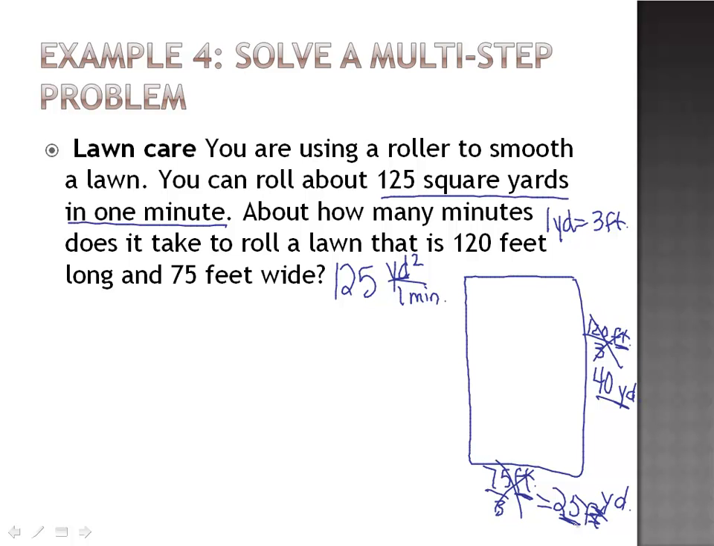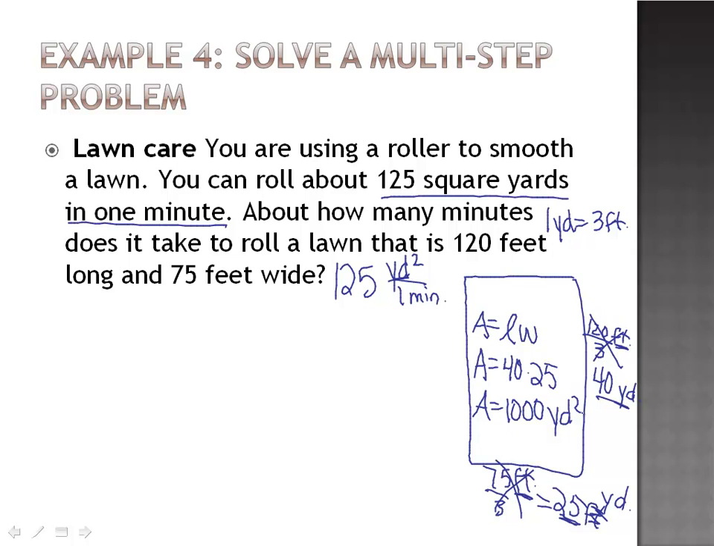We need to know the area of this before we can figure out how long it'll take us to roll this. So area for a rectangle is length times width. So my area is 40 times 25. So my area here for this problem is 1,000, and that's yards squared.